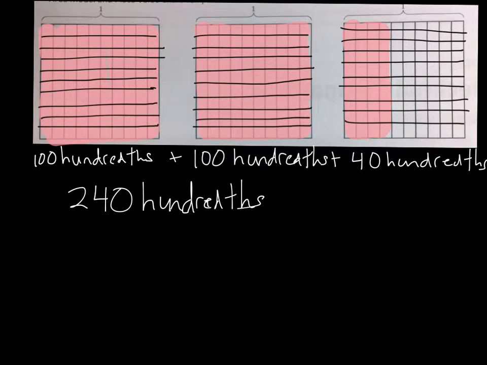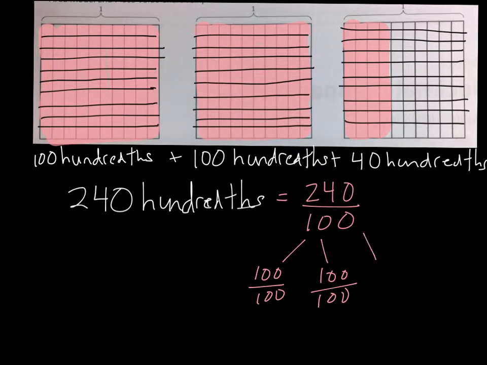So if we want to think about how to write this as a decimal and a fraction, we want to think about how many wholes we have and then the leftover parts. So as a fraction, if I look at this as wholes, this makes up one whole, this makes up one whole. So really, this would be 240 over 100. We've already learned how to make mixed numbers, so I can decompose this as 100 hundredths, 100 hundredths, and 40 hundredths, and I can rewrite that as 2 whole and 40 hundredths.